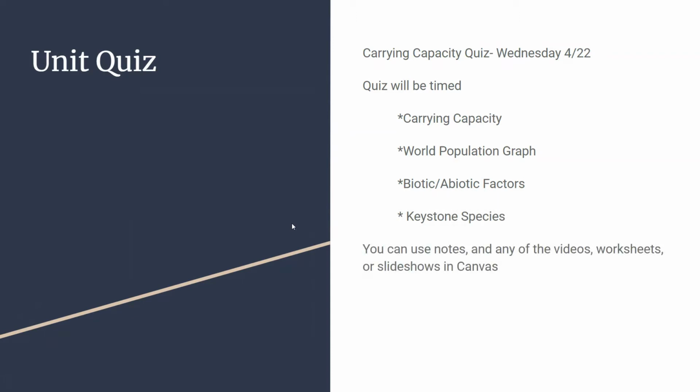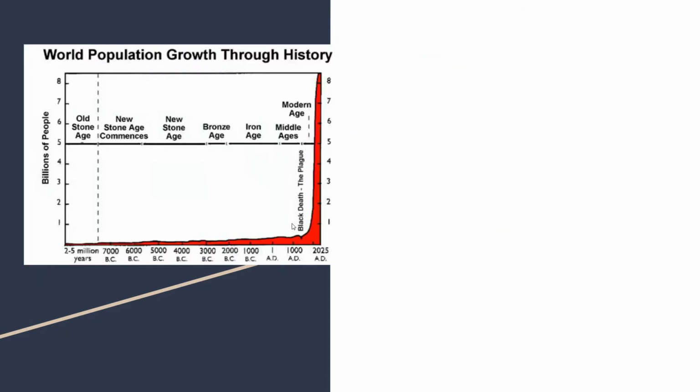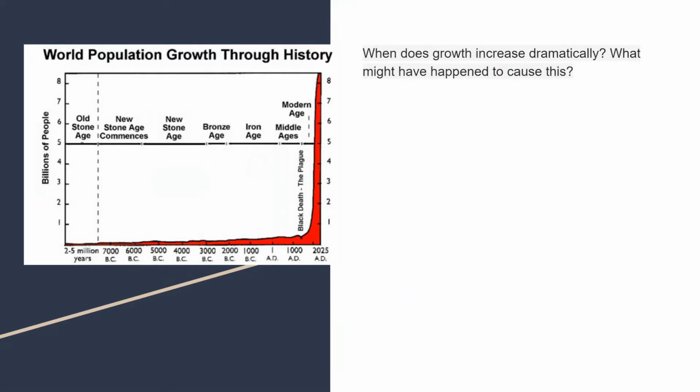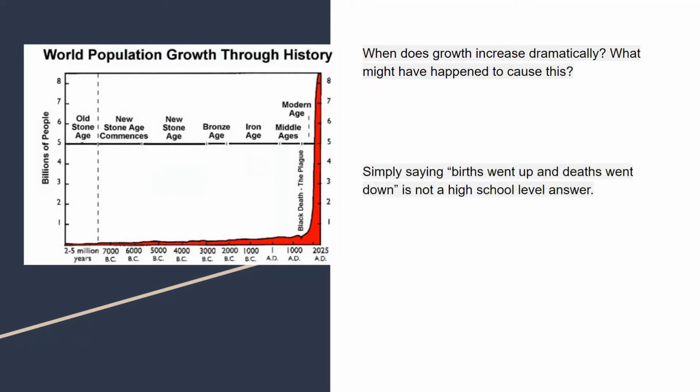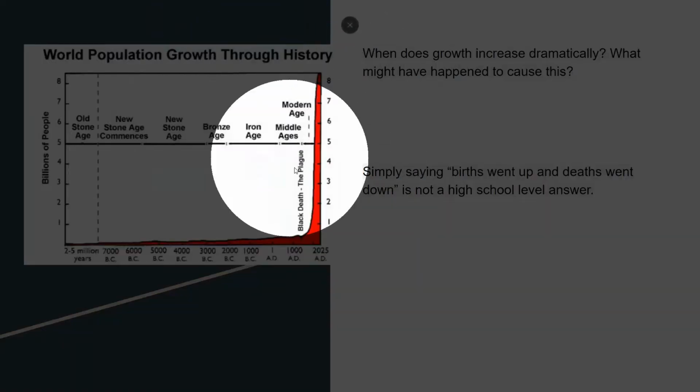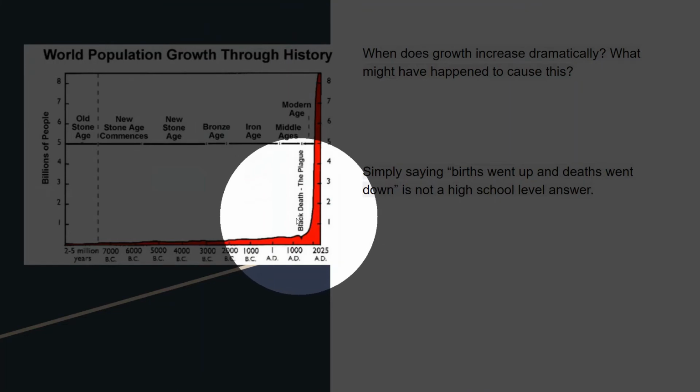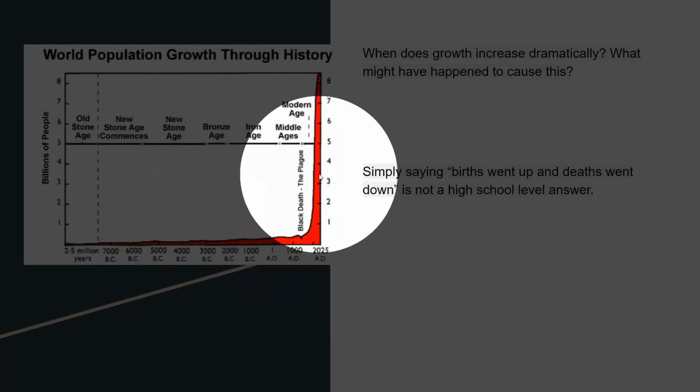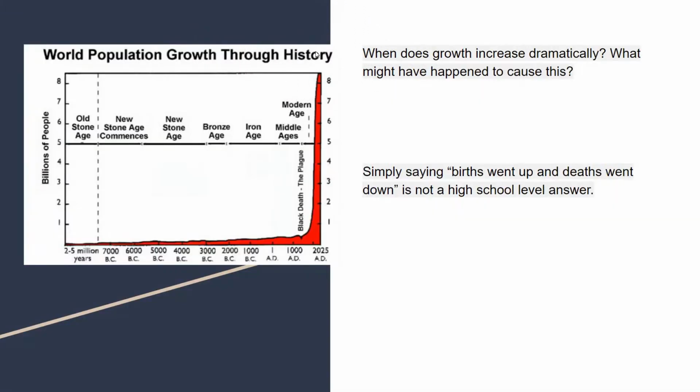One of the things that I wanted to talk about real quick was that world population graph that you saw. The big question that I had on there, when does growth increase dramatically and what might have happened to cause this? A lot of you said births went up and deaths went down. That's not a high school answer. Obviously, I would have population growth in that case. But the question is wanting to know why in this time period do I have a huge increase in growth?